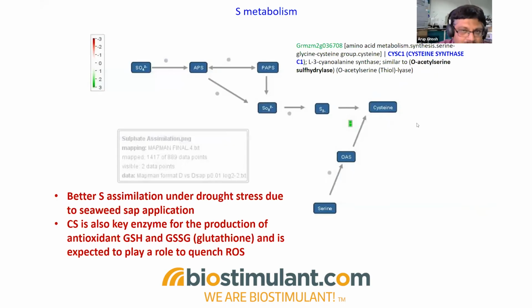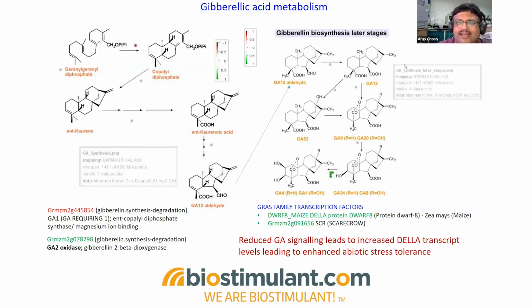Similarly, like sulfur metabolism, we found the key enzyme, that is cysteine synthase. Cysteine synthase is a key enzyme for the production of antioxidant glutathione, and is expected to play a role in quenching of the reactive oxygen species. So cysteine synthase was found upregulated. This gibberellic acid signaling system is important for imparting drought stress tolerance, and this is what we actually found.